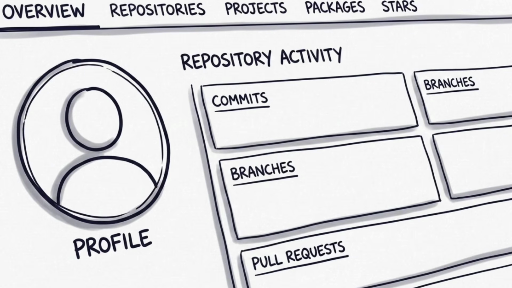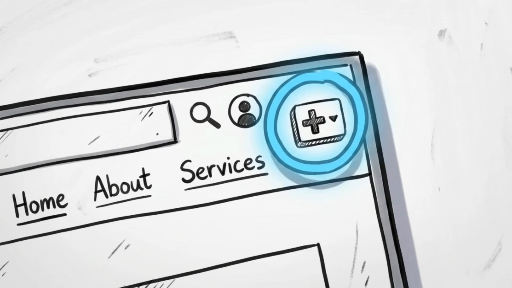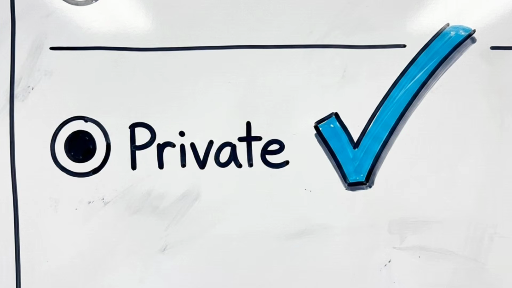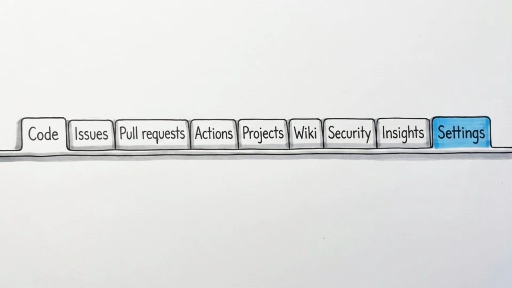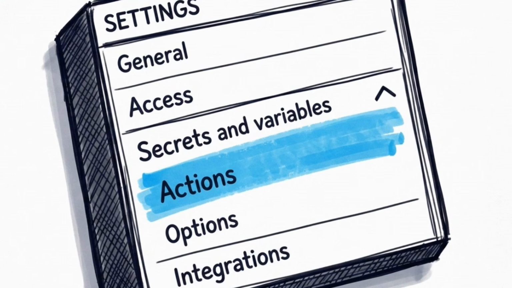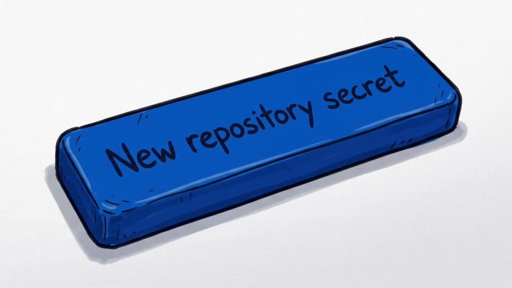Now we move to GitHub to set up the infrastructure. Log in, click the plus icon, and create a brand new repository. Make absolutely sure you set it to private. Open your new repository and click on the Settings tab. From there, scroll down the left menu to Secrets and Variables and select Actions.